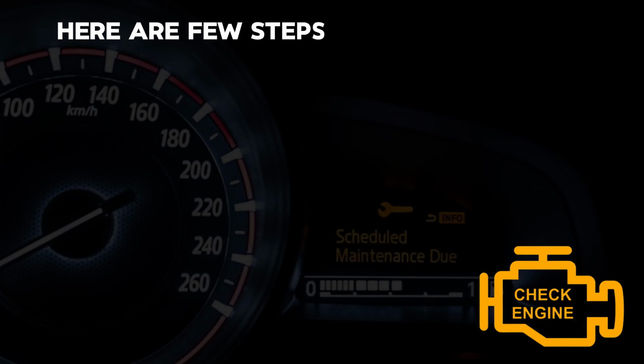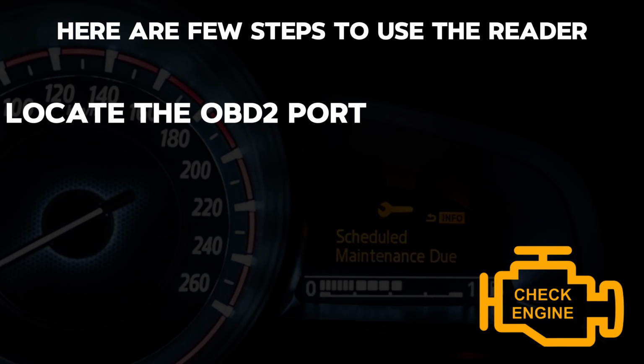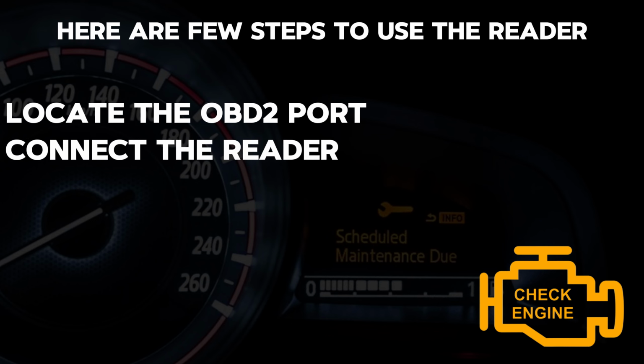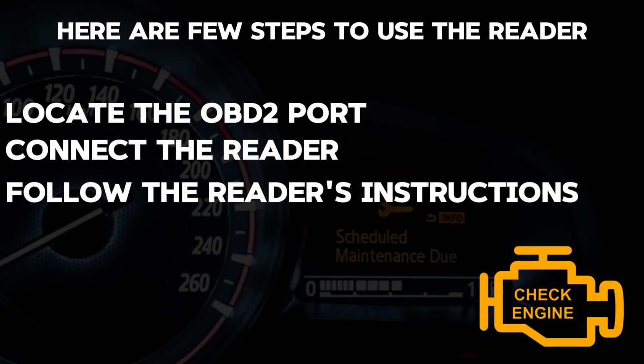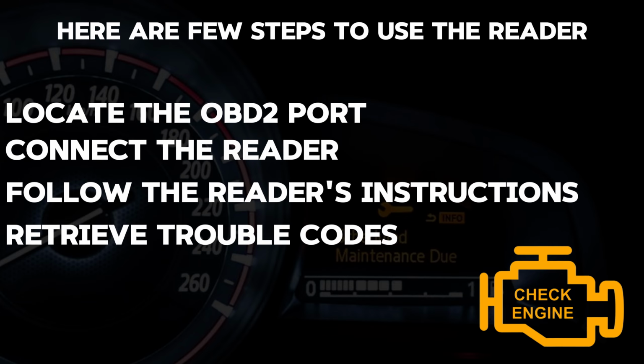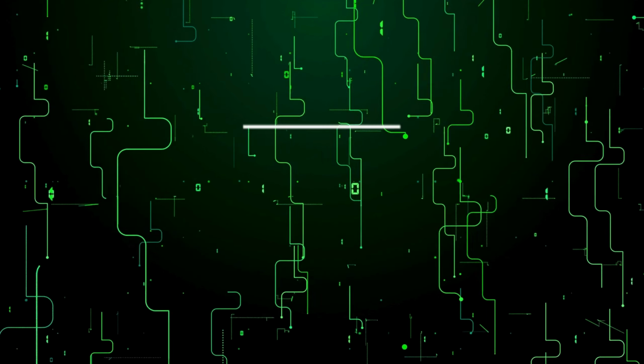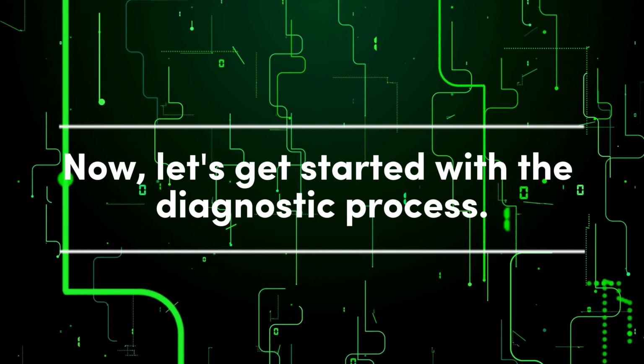Here are a few steps to use the reader. Locate the OBD2 port. Connect the reader. Follow the reader's instructions. Retrieve trouble codes. Write down the codes. Now, let's get started with the diagnostic process.